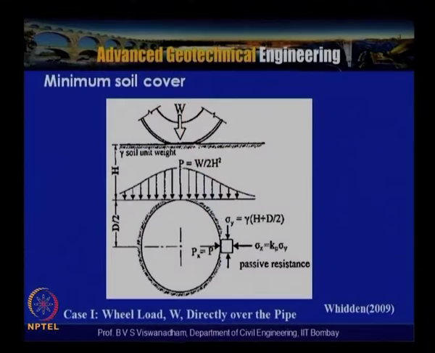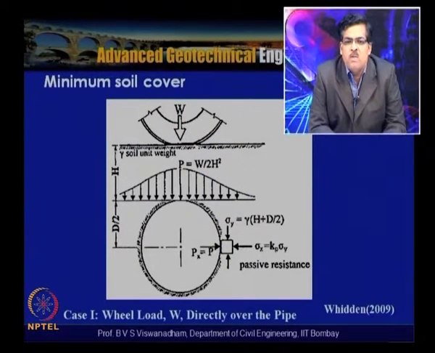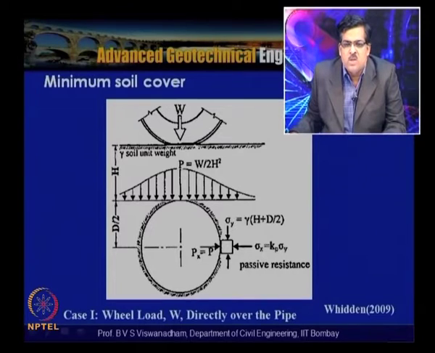In this particular slide, case 1, the minimum soil cover computation is shown, where the wheel load W is directly over the top of the pipe. Here is the stress distribution on the pipe, where right at the center the magnitude of pressure is P equal to W by 2H square, which decreases as it goes away from the center of the wheel load. Gamma is the soil unit weight, H is the embedded depth, that is the cover above the pipe, and d by 2 is the mid height. So H plus d by 2 is the mid height.